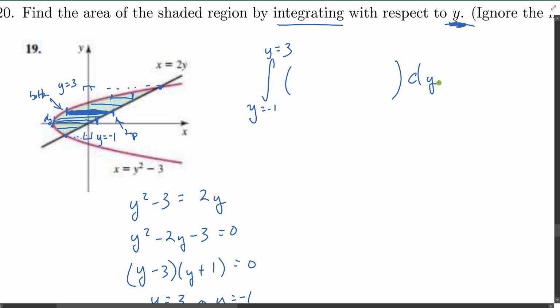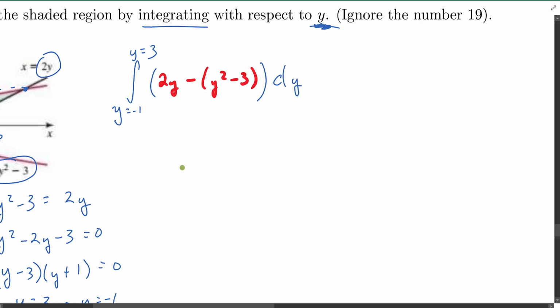So which curve represents the top? The top is represented by the black curve of 2y, and the bottom is represented by this parabola. And if I want to find the length of this, the height of this rectangle right here, let me do it one more time now in red. If I want to find that distance right there, I'm going to take the top value, which is 2y, and subtract from it the bottom value, which is y squared minus 3. Careful, I do need those parentheses there. So now we can go ahead and evaluate this integral.